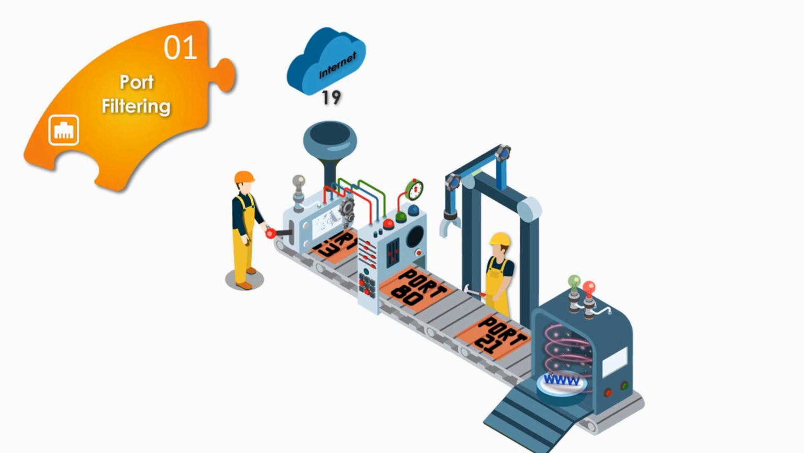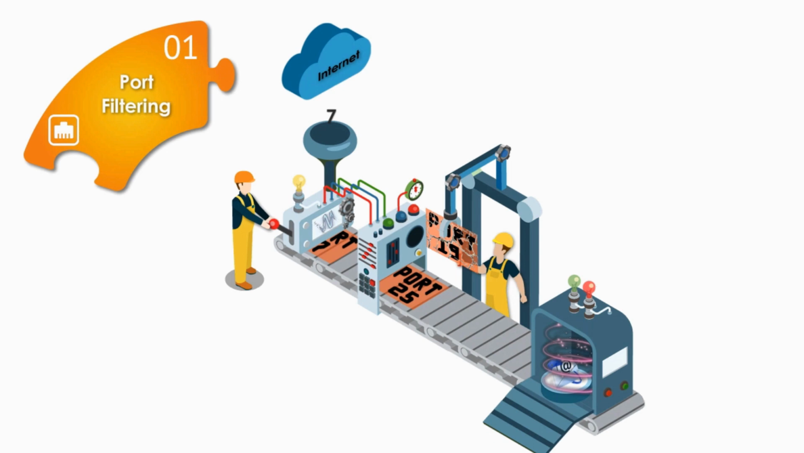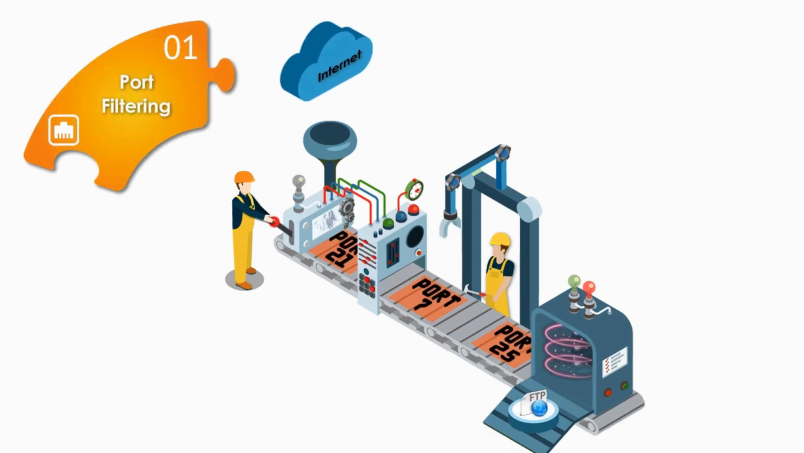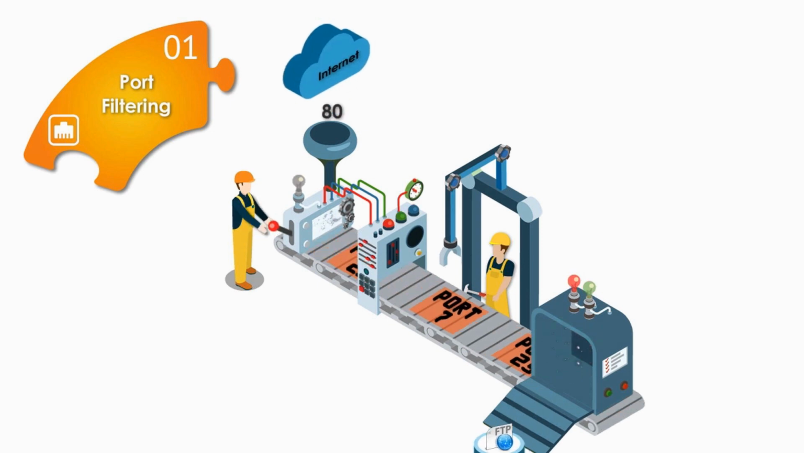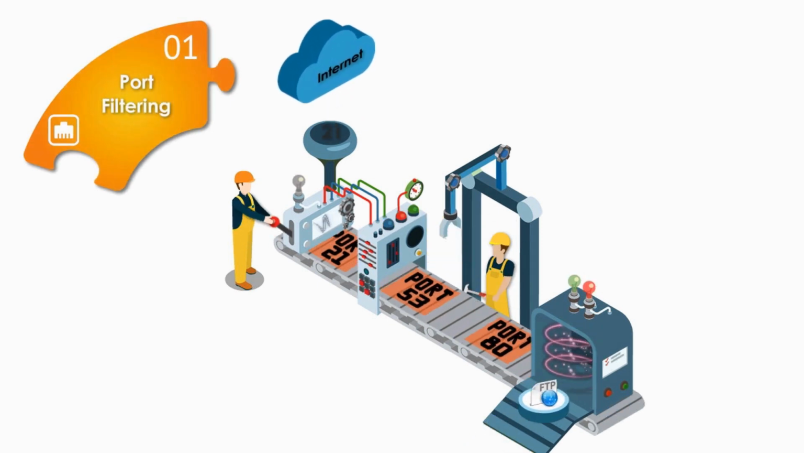Opening port 80, for example, means web pages can go through the firewall, 25 for sending email, and 21 for FTP, and etc. If the firewall is set up to block ports 7, 19, and 53, for example, it means the firewall will block applications using these port numbers.